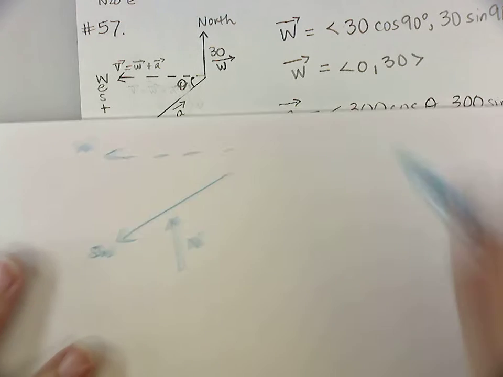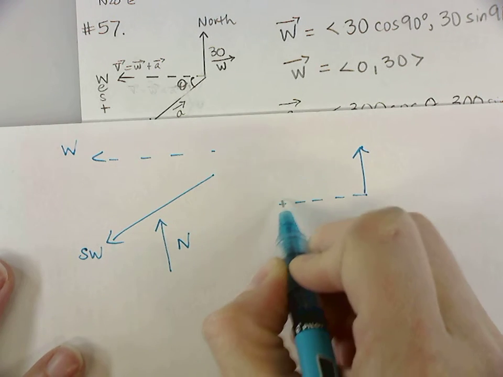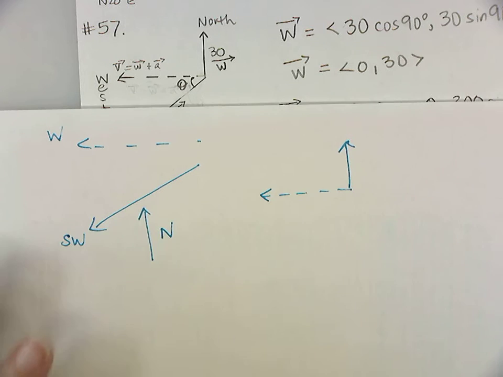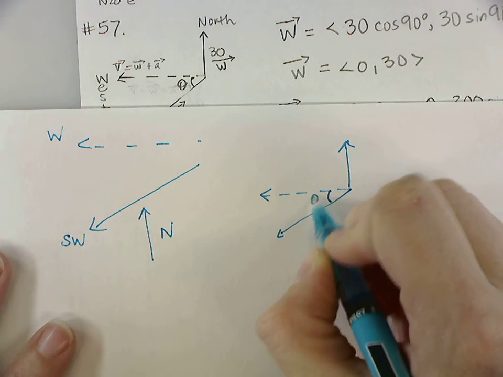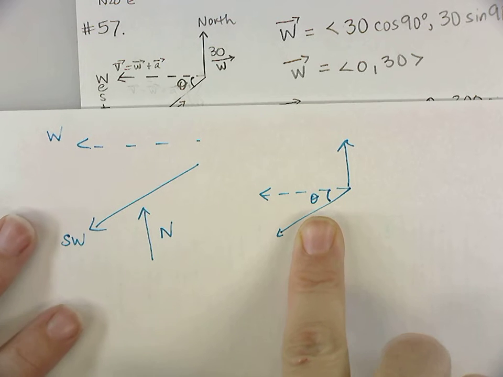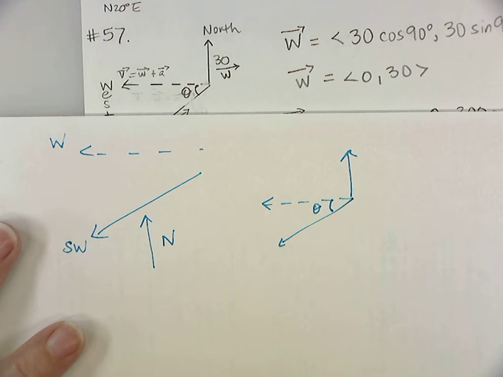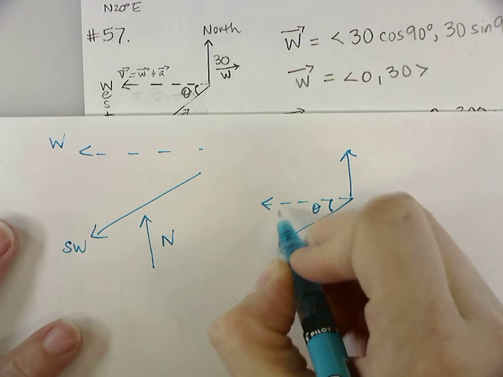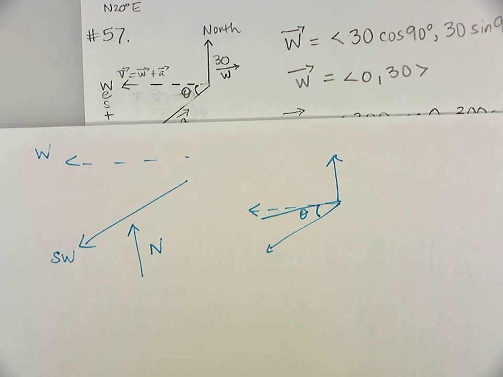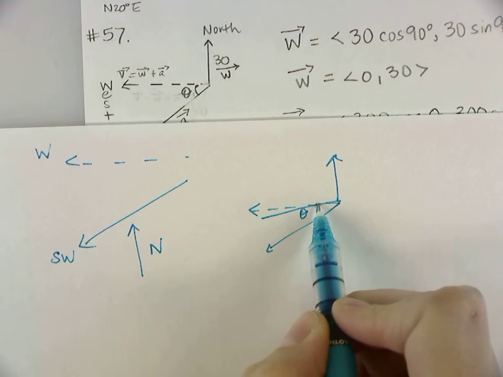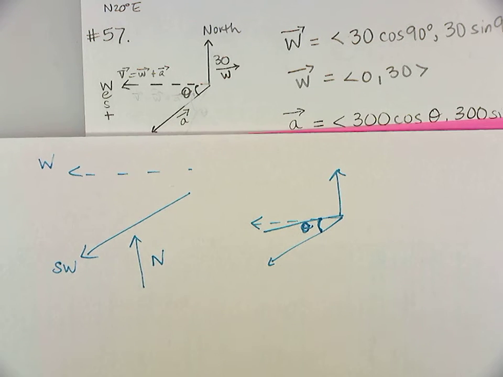Okay, so when I drew my picture, I started with my wind, and I knew where I wanted to go, and then I just drew my vector here. Now really, this is not going to be an accurate picture, because when you see what theta is, it is going to be very, very small. So it's going to look more like this. But this is a good way to visualize what is actually happening.